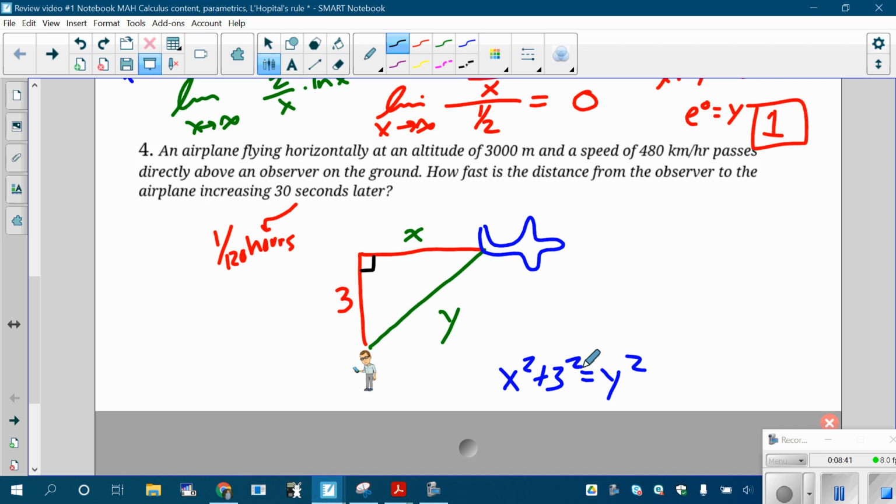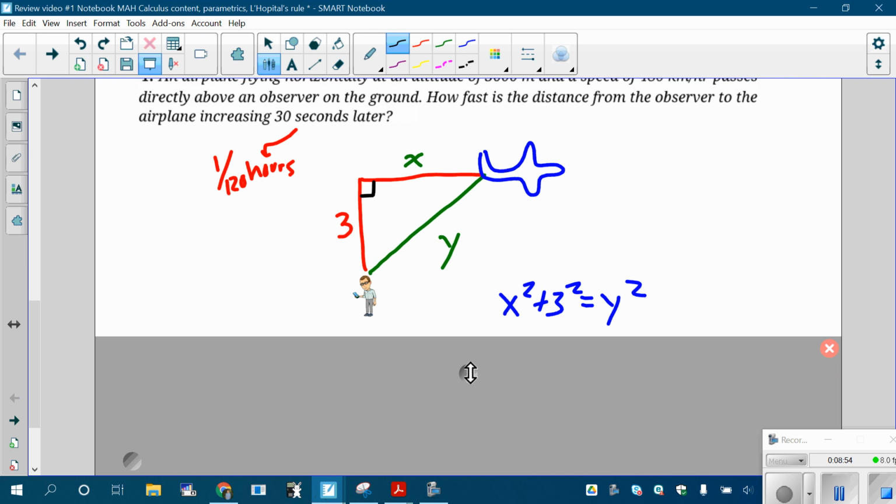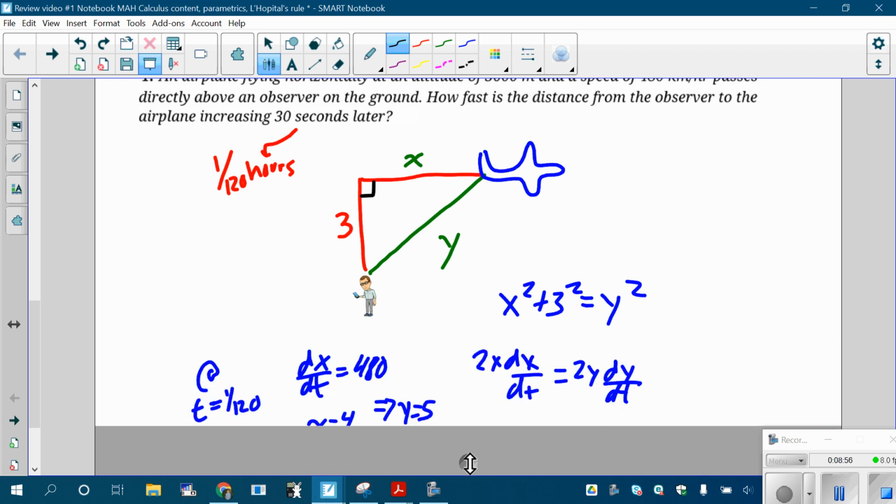I do not sub in anything for the variables yet. I'll repeat that again. This is changing and this is changing. So I don't sub anything in for them yet. I do the derivative first. And what do I do the derivative with respect to? With respect to time. That's what related rates are. Related rates are you set up an equation, you differentiate it with respect to time.